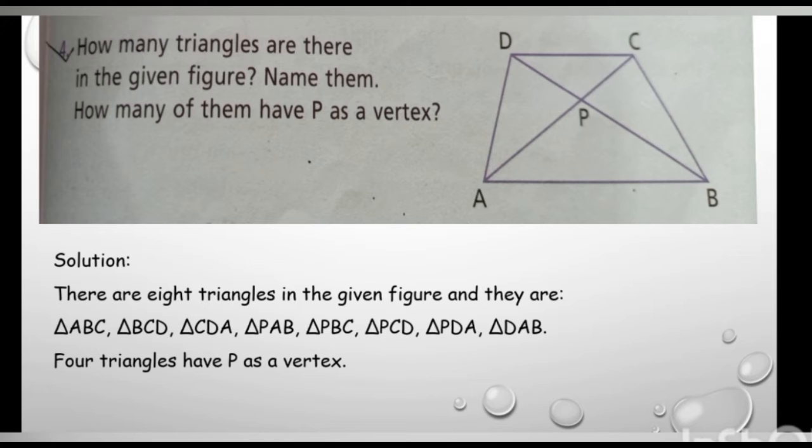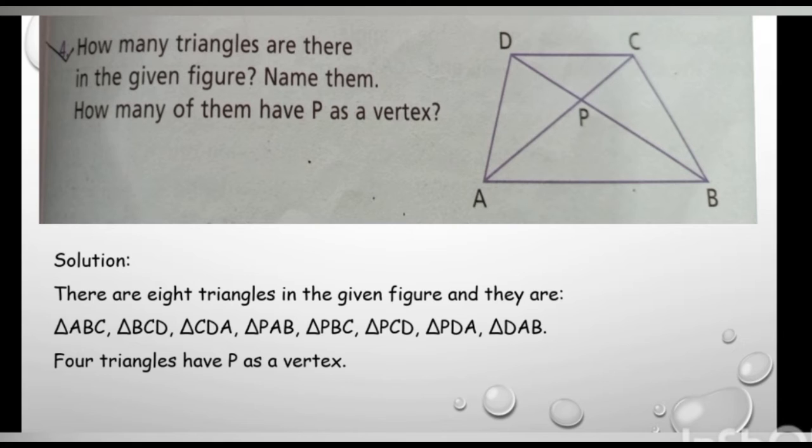So in this picture we have 8 triangles. I have written there are 8 triangles in the given figure, and they are triangle ABC, triangle BCD, triangle CDA, triangle PAB, triangle PBC, triangle PCD, triangle PDA, and triangle DAB.